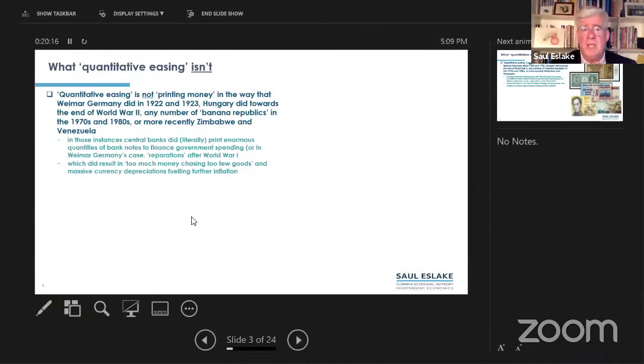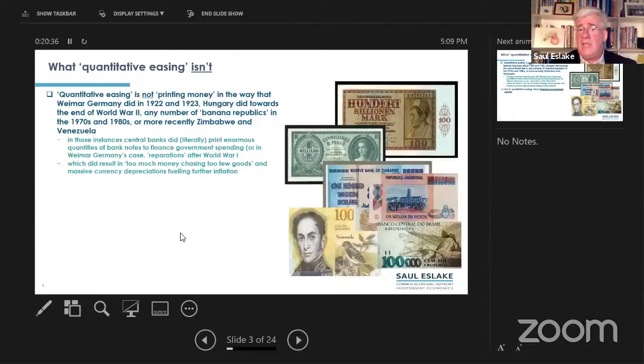Quantitative easing is not about printing money in the way that, for example, Weimar Germany did in 1922 and 1923, or as Hungary did towards the end of World War II, or that any number of banana republics in Latin America did in the 1970s and 1980s, or more recently Zimbabwe and Venezuela have done. In those instances, central banks did literally print enormous quantities of banknotes to finance government spending, or in Weimar Germany's case in the early 20s, to finance the payment of reparations to Britain and France under the Versailles Treaty, of which Maynard Keynes was so critical in his book, The Economic Consequences of the Peace.